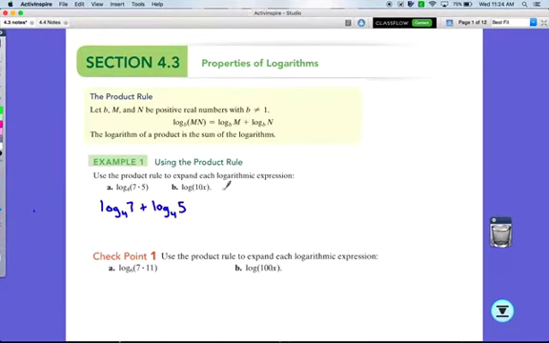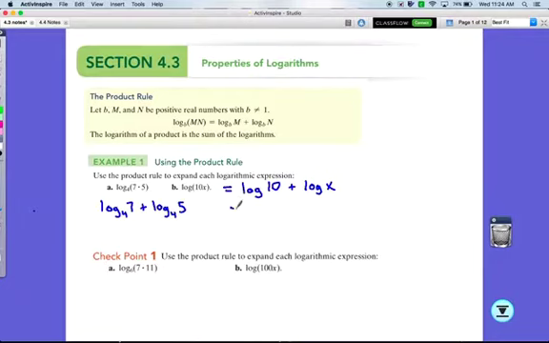All right, B, we'll do the same thing. We've got the common log, because there's no base, it's understood to be 10. So we have the common log of the first part, 10, since it's 10 times x, so the log of 10 plus the log of x. Multiplication on the inside, addition on the out.